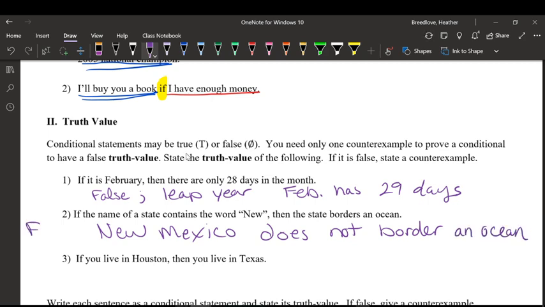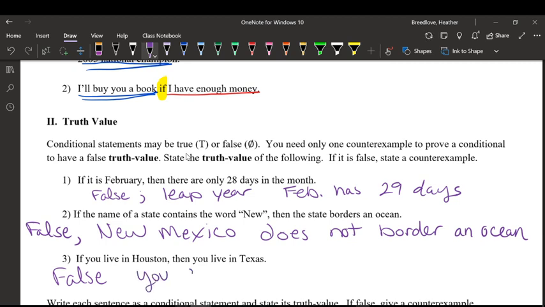So this is false. And once you get a single counterexample, you don't need another one. That's it, just one. All right, so if you live in Houston, then you live in Texas. Can we disprove that? Yeah, the city in Houston. Yes. If we live in Houston, we're in Texas, but there is also Houston, New York. There's Houston, Tennessee, and I'm sure there's a lot of other ones that I don't know about. So false.